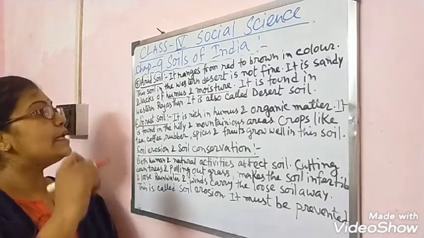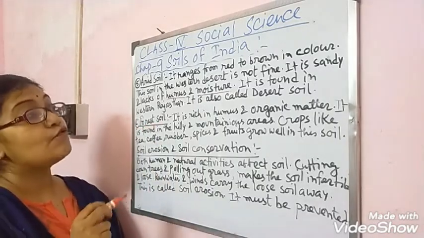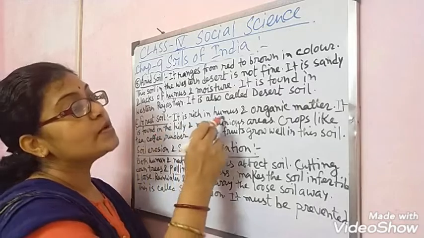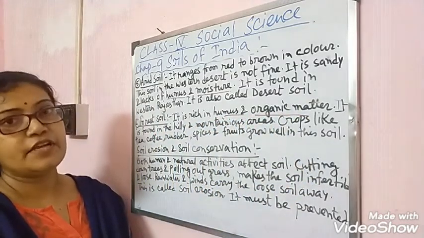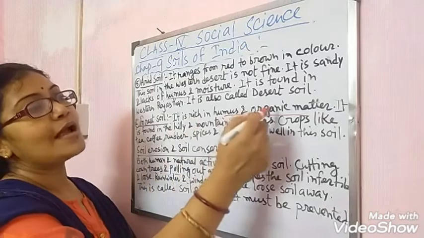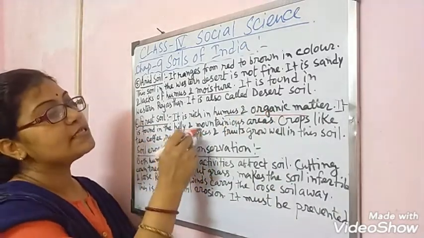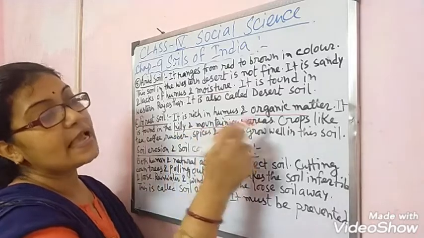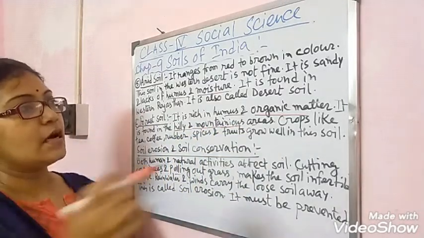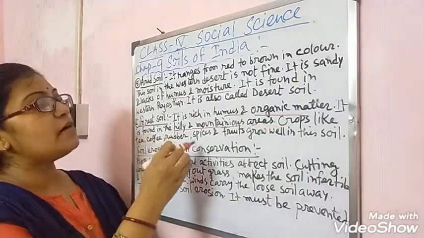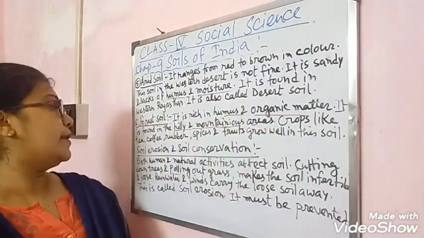Understood? And the last soil is forest soil. What is it? Forest soil is rich in humus and organic matter. It is found in hilly and mountainous areas. Crops like tea, coffee, rubber, spices and fruits grow well in this soil.